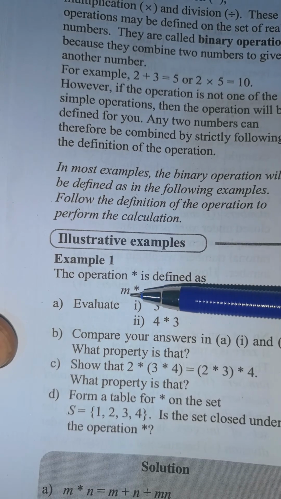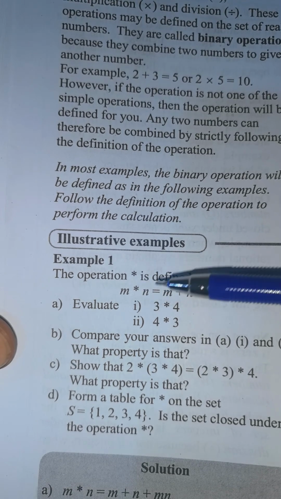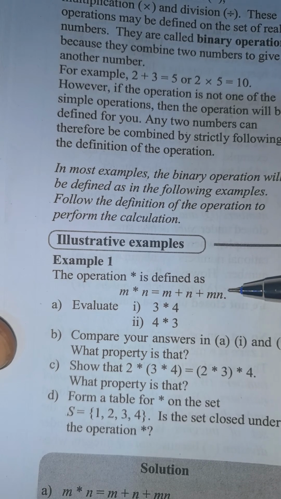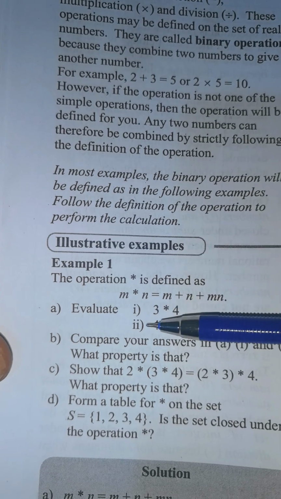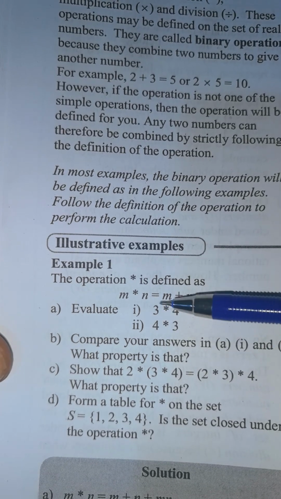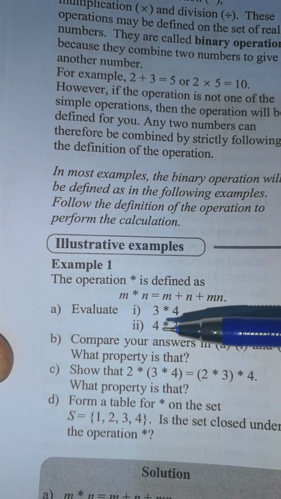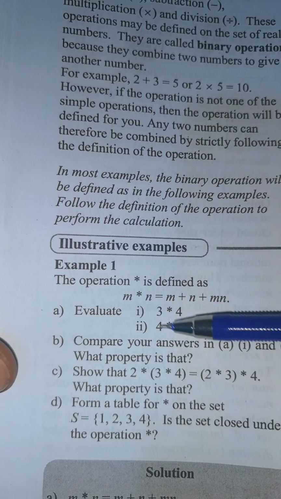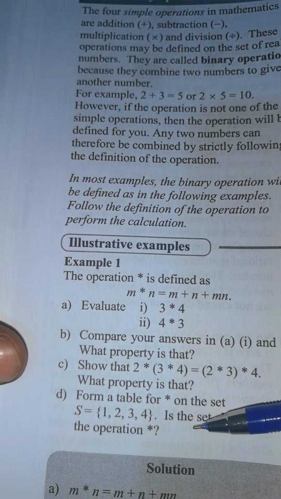So m could be 2, n could be 3. So if it is 2 and it's 3 here, then 2 plus 3 plus 2 times 3. That's what it means. So now, given that expression, you have been given this to evaluate. So I is 3 star 4. And then we have II, 4 star 3. So that is what it means. So evaluate this. So you take I, then you do II, then you continue in that sense. That is what it means.